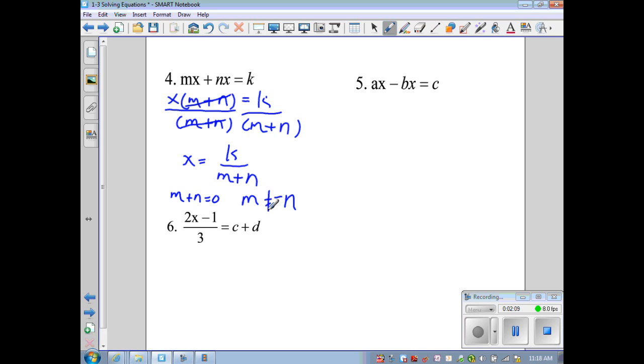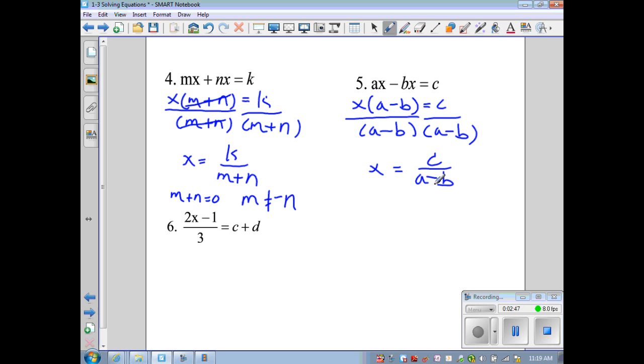Number 5, very similar to number 4. I have x that I'm solving for, but it's in two terms that are not common. So what I'm going to do is, again, use the distributive property, or as we said earlier, factoring. That leaves me a minus b, and I can check that x times a is ax, x times b is bx, and that equals c. Again, what's multiplying my x is a minus b, so I'm going to divide by that on both sides. And that gives me x equal to c over a minus b.